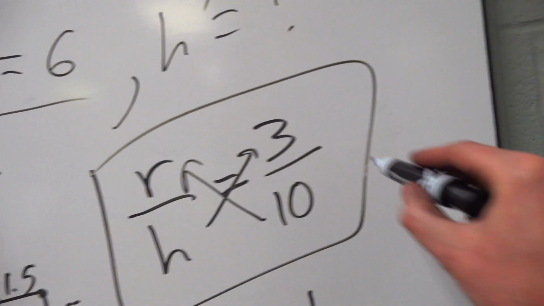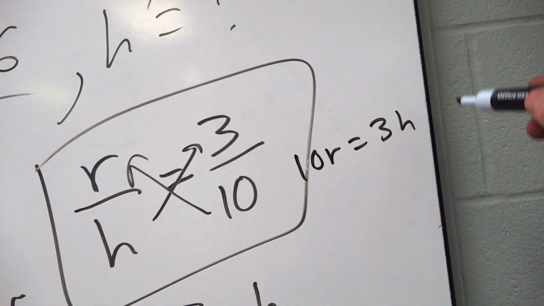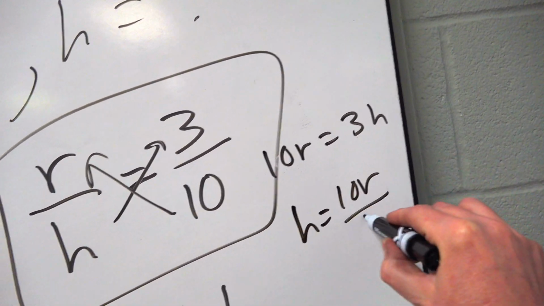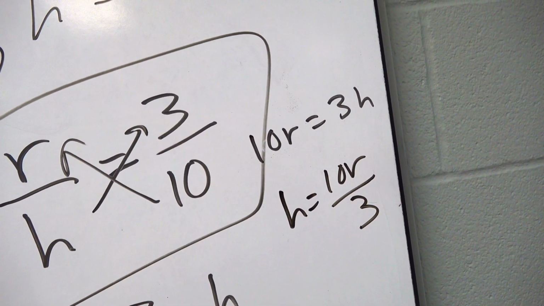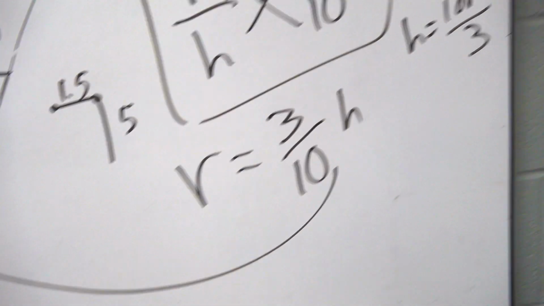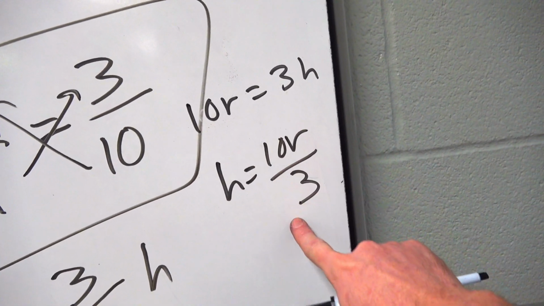If you had cross multiplied and gotten 10R equals 3H, and then divided both sides by 3 to get H alone, is H equal to 10R over 3? Sure, yeah, that's true. It's just kind of the opposite of this, but it means the same thing. So could you replace H with 10R over 3?